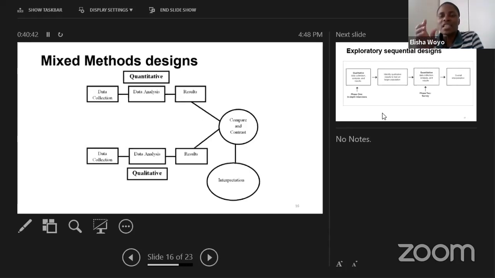So you find out that in a mixed method research, the way we would structure our work is totally different from the way we would do it in a quantitative and the way we would do it in a qualitative. And you also need to make sure that issues of validity have been dealt with.